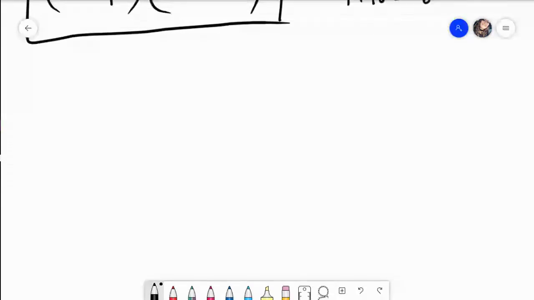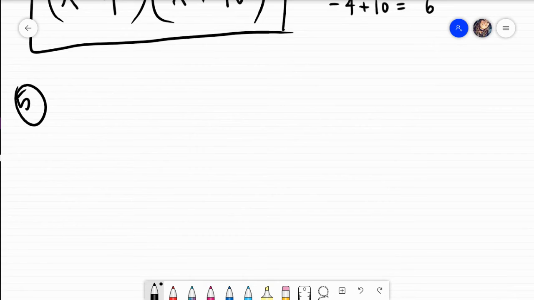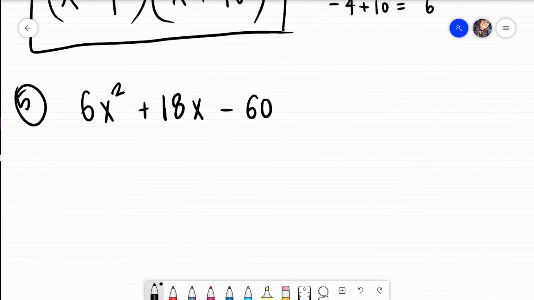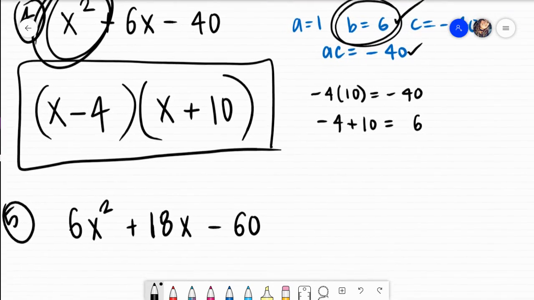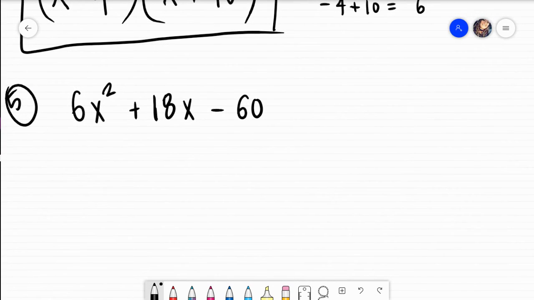I'm going to do our fifth and last example for chapter 13, section 2. This one I believe is important. It's 6x squared, plus 18x, minus 60. Can I do the trial and error? No, that first number up front is a 6. I don't want to do that.